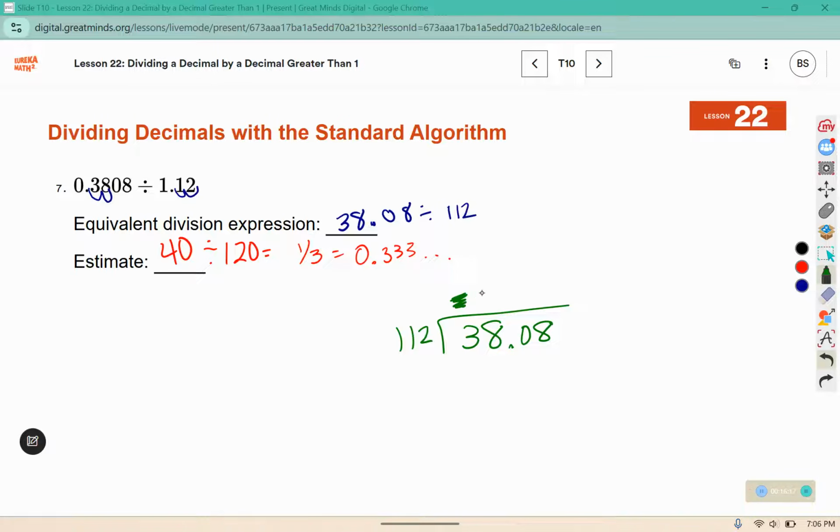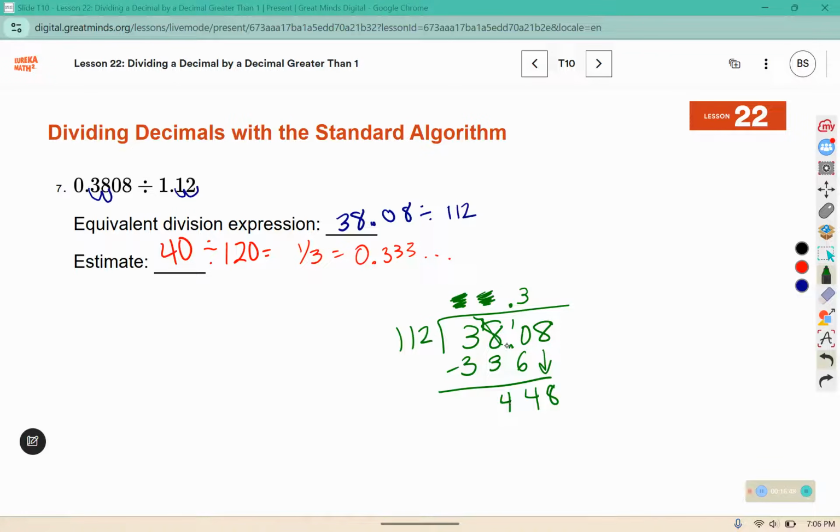112 doesn't fit into 3 or 38, but it does fit into 380 3 times. 3 100s would be 300, and 3 12s would be 36. 10 minus 6 is 4. 7 minus 3 is 4. 3 minus 3 is 0. Bring down that 8.